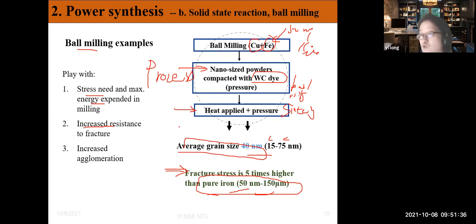Okay, and the structure is, okay, this is the structure. So the average grain size now is only 40 nanometer. 40 nanometer. Okay, so that's very, very impressive. Okay, so structures and the properties, what? So the property is this one. Our property is the fracture stress is 5 times higher than the pure iron.